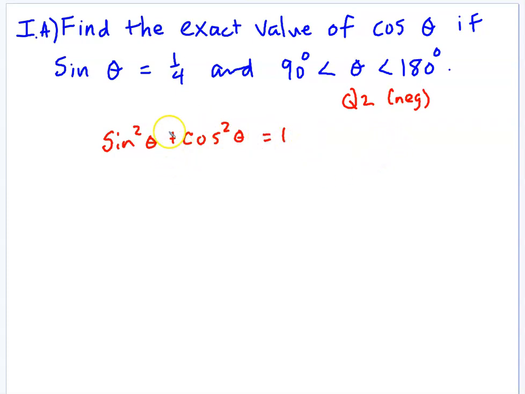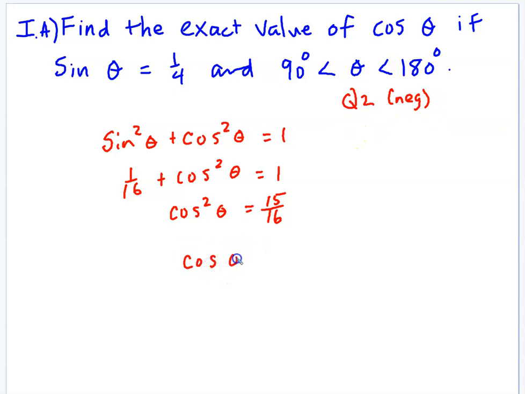Okay, so I'm showing the identity, and now since sine is 1/4, sine squared would be 1/16. And now I'm just going to solve for cosine. Okay, subtracting 1/16 from both sides, you can think of this as 16/16 minus 1/16, that's 15/16. And now I'm going to do the square root of both sides, and normally we would say plus minus, but we know in this case our answer is just going to be negative.